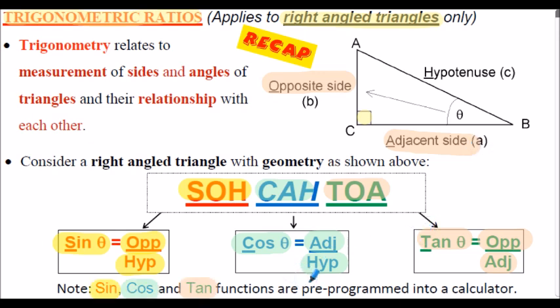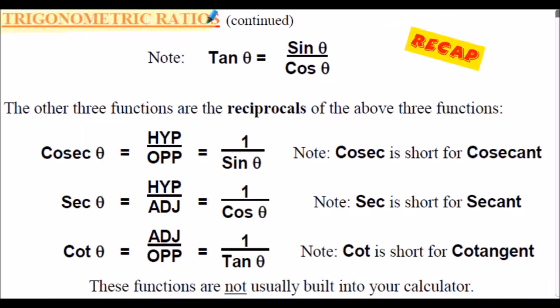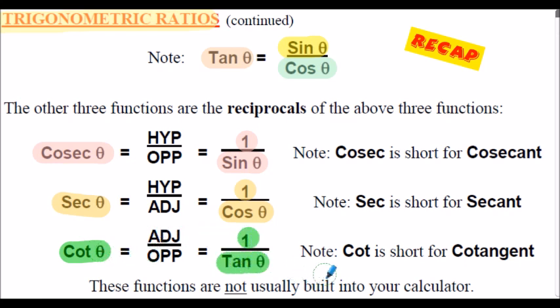The sine, cos and tan functions are usually pre-programmed into our scientific calculators. Trigonometric ratios continued. Also be aware that the tan function, so tan theta, can be defined as the sine theta function divided by the cos theta function. And also from previous presentations, we know that cosec is the reciprocal of the sine function, secant or sec is the reciprocal of the cos function, and cotangent or cot theta is the reciprocal of the tan function. These functions are not usually built into your calculator.